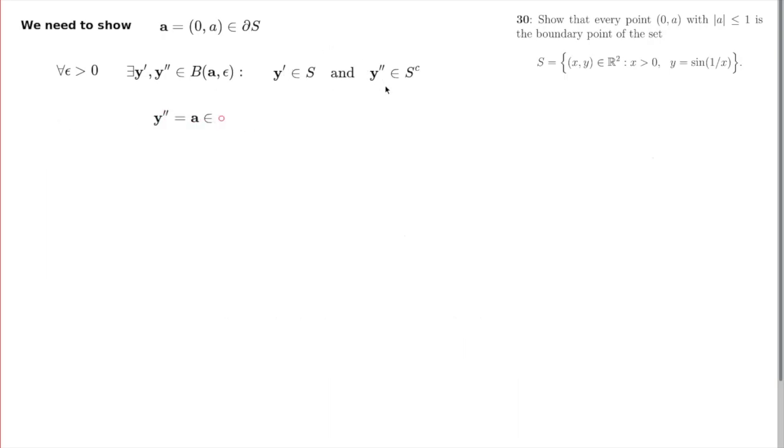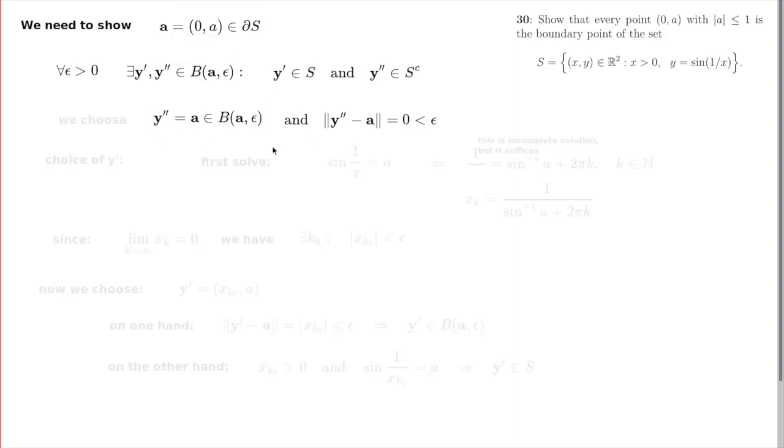So the choice for y'' is straightforward. We just take point A. That will meet both of the requirements. It meets this requirement because when you measure the distance between y'' and A, which is the same as A, it will be 0, which is less than any positive epsilon, and it also meets this requirement because of this condition, as the first component in the point A and y'' is 0.